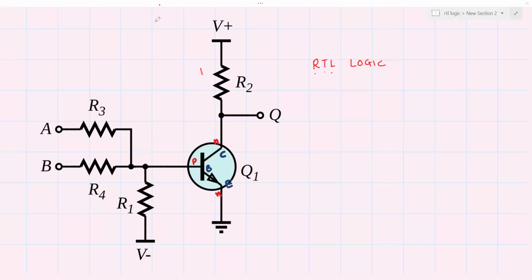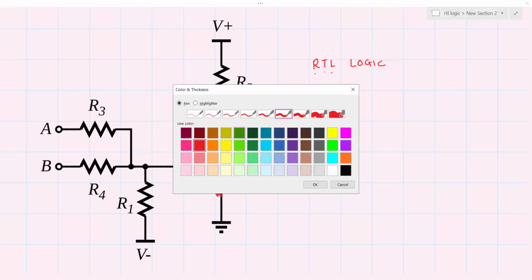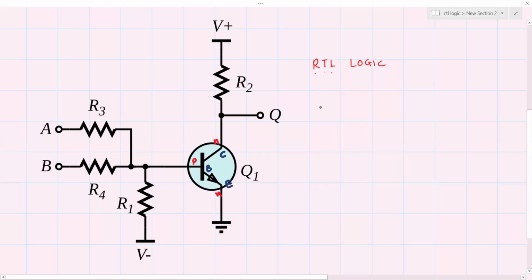So for that combination, you want to write a kind of truth table. Let us write a truth table here. Let's say you have input A and input B. There are four possible combinations: 0 0, 0 1, 1 0 and 1 1, and here comes your output Q. For 0 0, since there is no current flowing through the collector of the transistor, output Q is equal to the highest supply voltage, that is V plus, and therefore we can say it is logic 1.